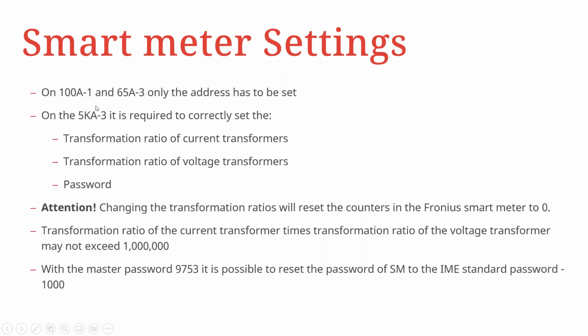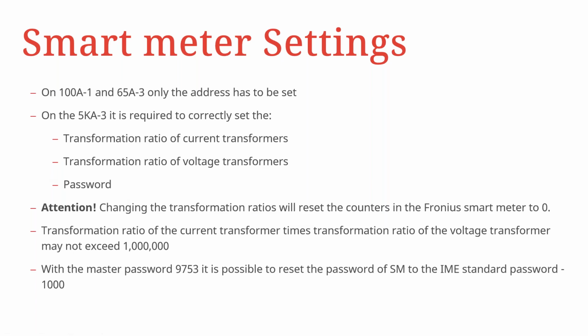For the smart meter settings, on the 100 amp single phase and 65 amp 3 phase, only the address has to be set. On the 5 kA 3 phase, it is required to correctly set the transformer ratio on the current transformers, and then obviously your voltage transformers. Changing the transformer ratios will reset the smart meter's counter.